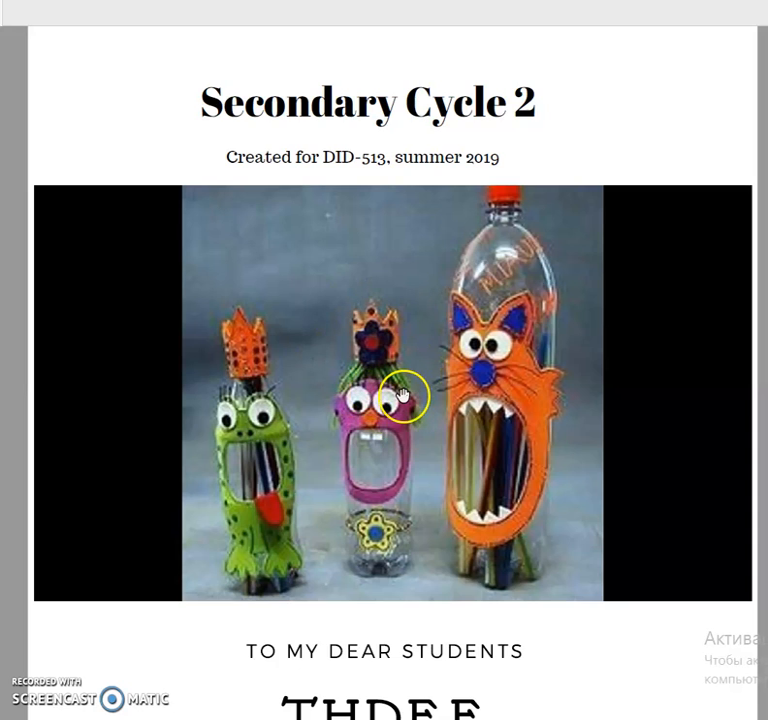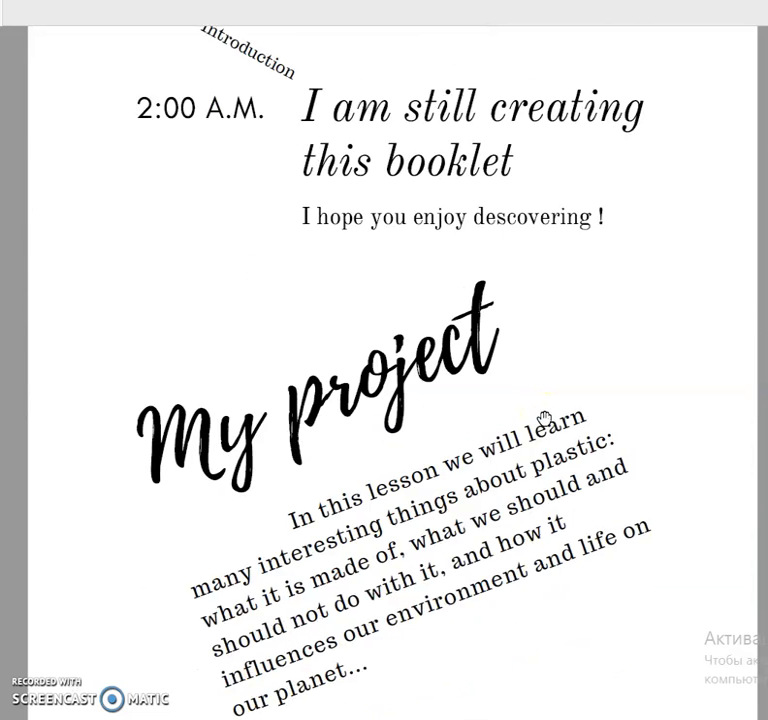So this is the cover. So this is my handout. It will also be shown on the screen, so that the kids have not only black and white material, but have colored images in front of them.